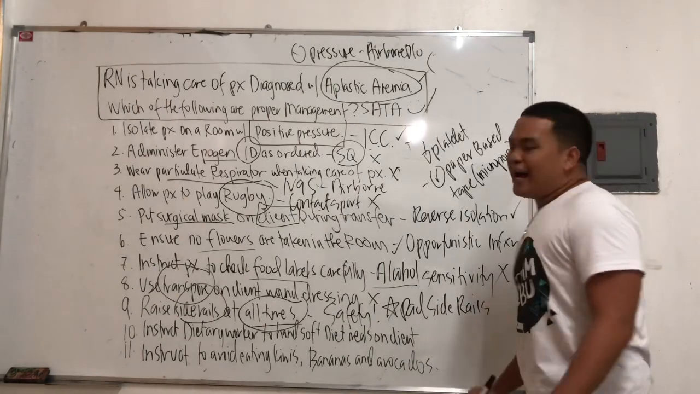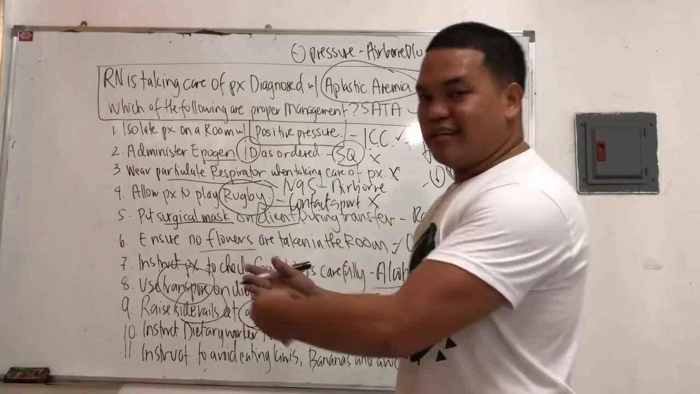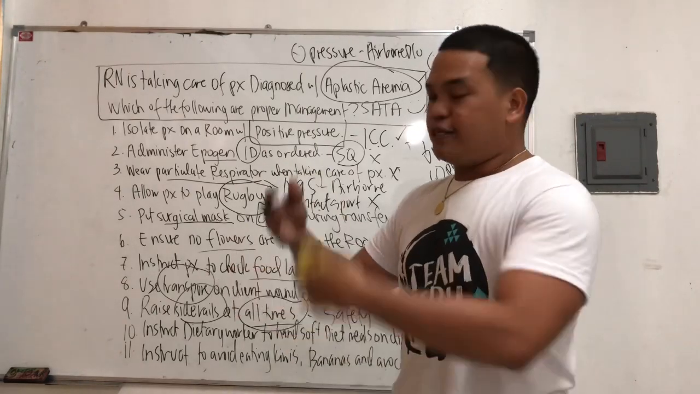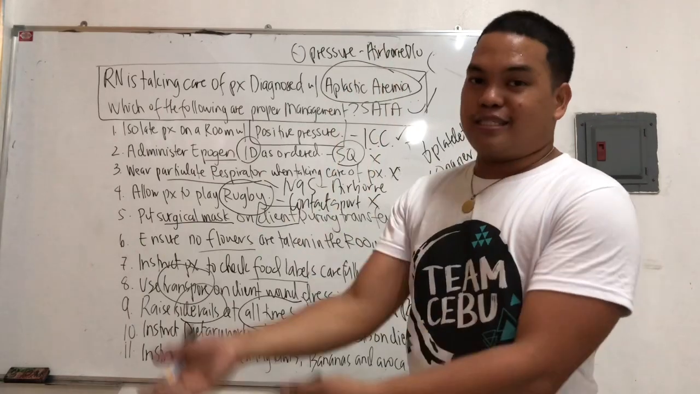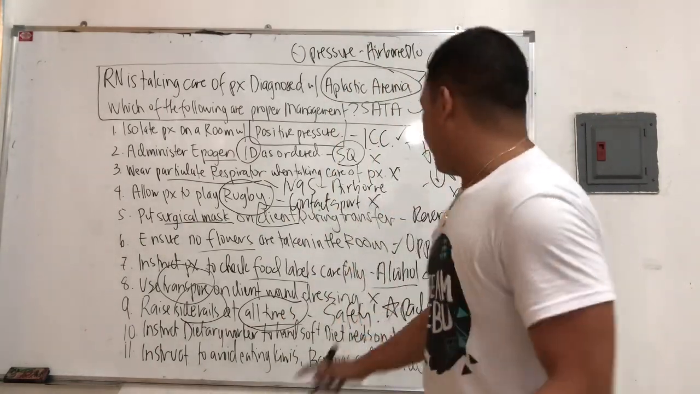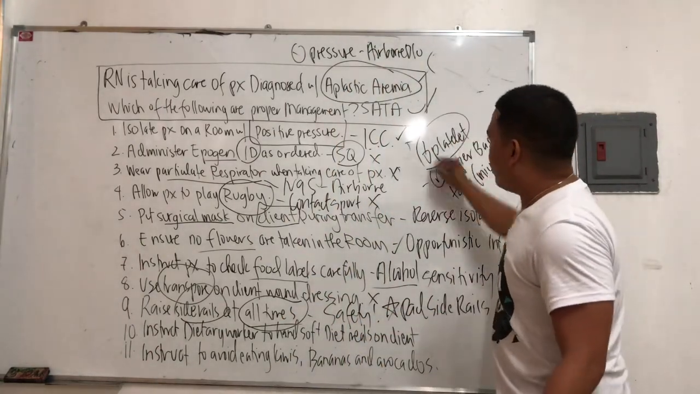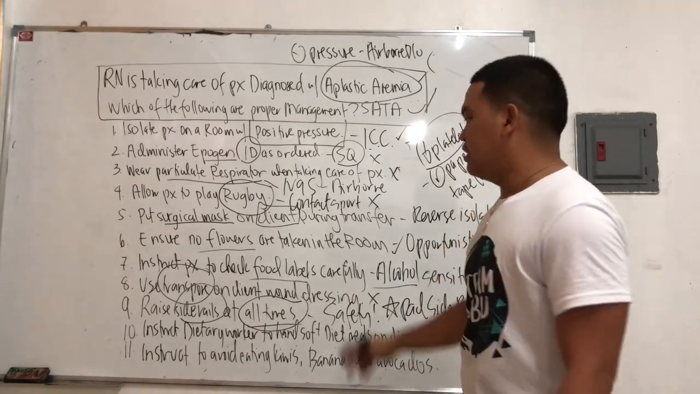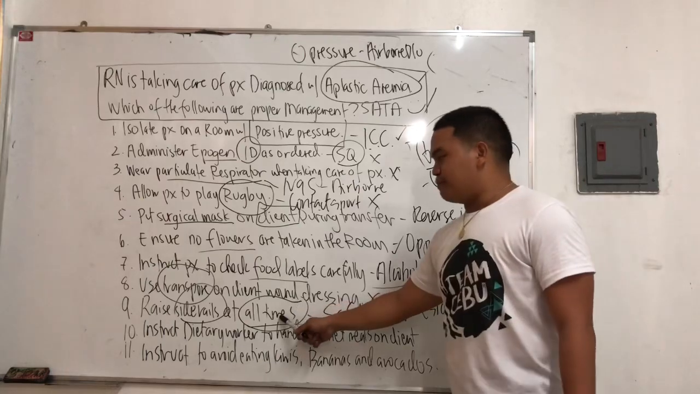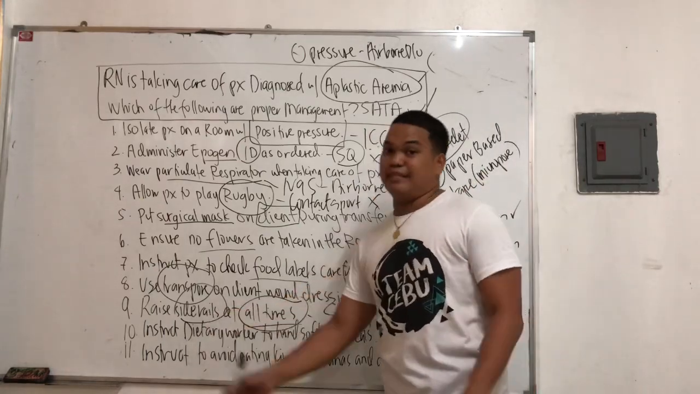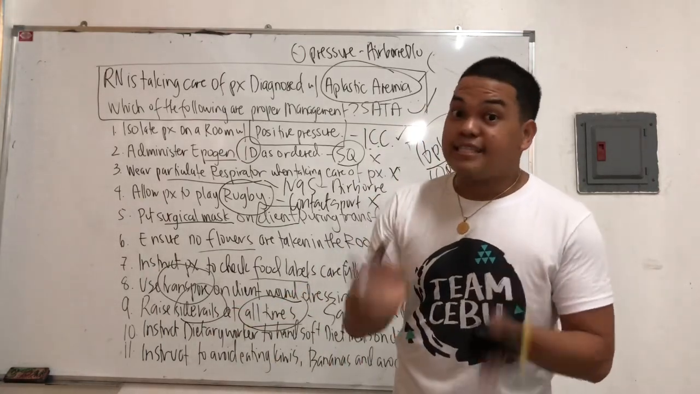So why pad side rails? If you pad the side rails, guys, you will put a foam on it. So if you pad side rails and the patient bumps his arm on the side rails, that will prevent bruising. And pad side rails is correct for the option of decreased platelet levels. So therefore, number 9 is wrong. The correct answer for number 9 should not be raised side rails, but rather pad side rails.